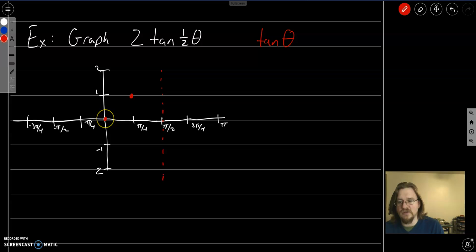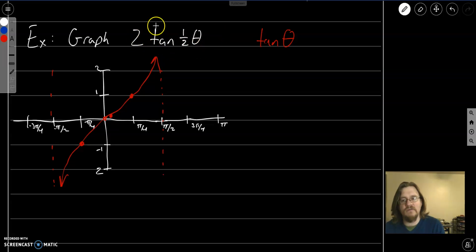It will look something like this, and it does a very similar thing on the other side, going down. So it has this nice S shape, and with 2 tangent 1/2 theta, we've got this factor of 2 here, and that's going to stretch our function vertically.